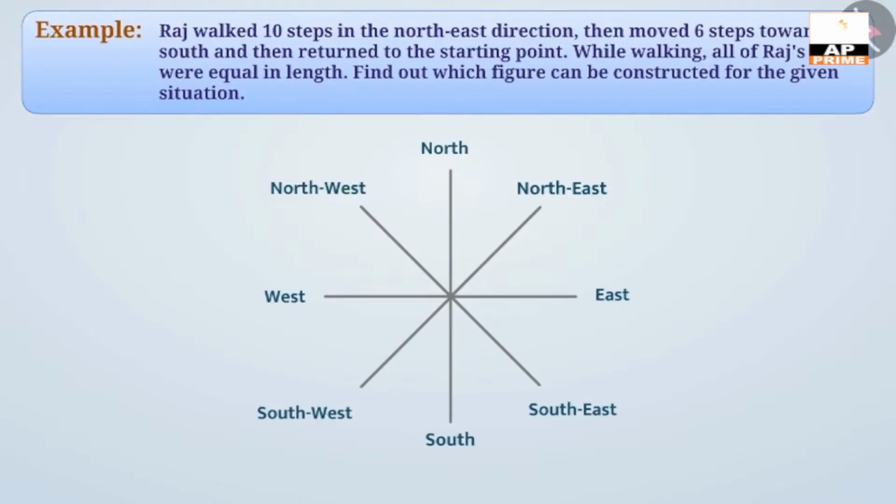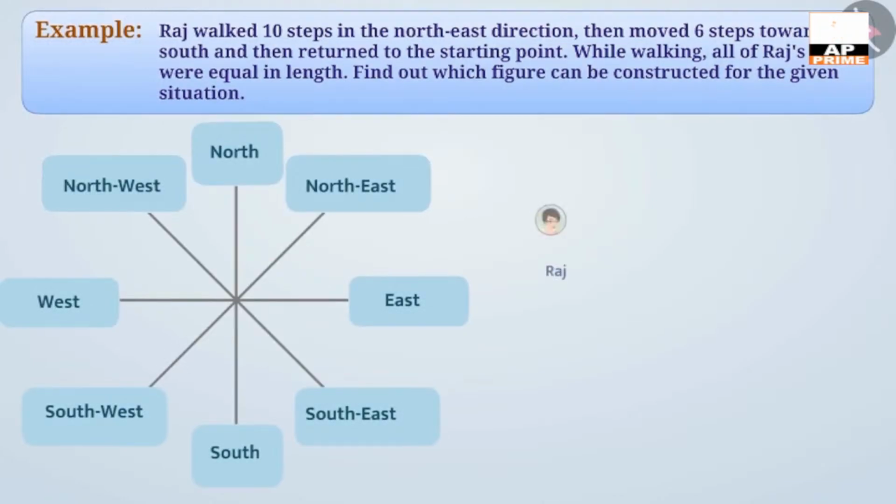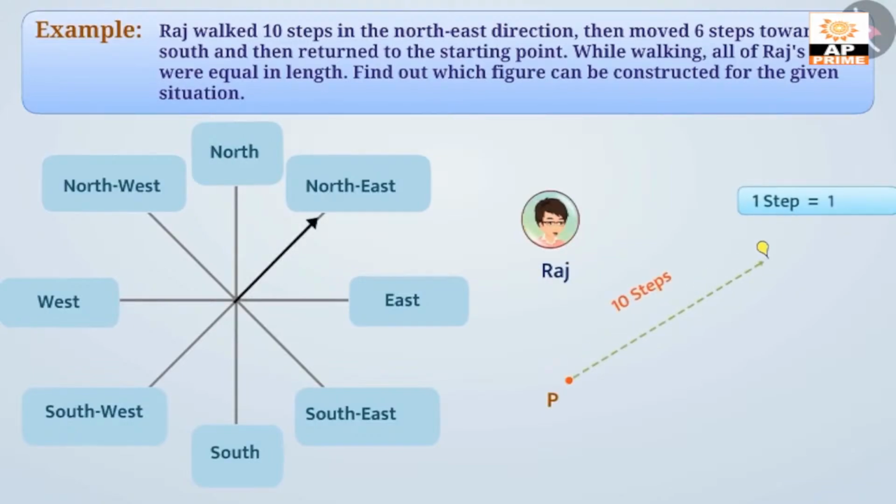So now, let's solve our question with the understanding of the directions. We will mark the location of Raj with the point P. Raj walked 10 steps towards the northeast direction. Suppose 1 step is equal to 1 centimeter. We will show this by drawing the line segment PQ in the northeast direction. Then, Raj walked 6 steps towards the south. We will show this by drawing the line segment QR towards the south.